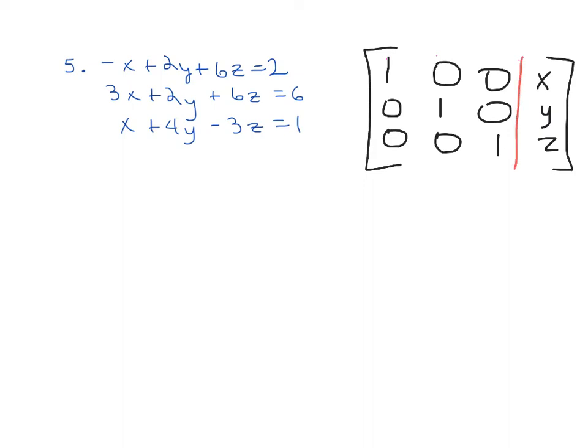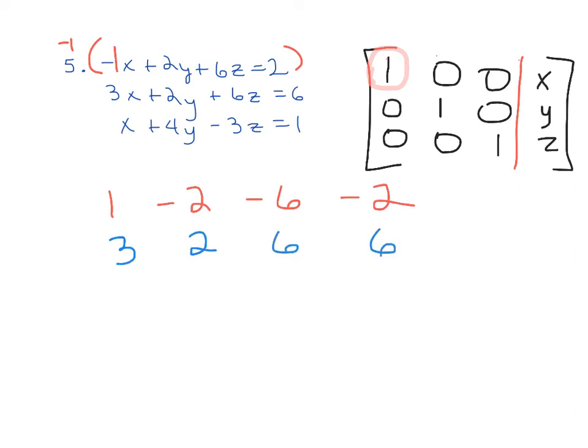So again, remember, we're trying to achieve a 1 in the first spot. Notice my first coefficient here is negative 1. So before I even put it in, I'm going to multiply this first equation by negative 1. And then it's already set for me. So 1, -2, -6, -2. The other equations are going in as is. 3, 2, 6, 6, 1, 4, -3, 1.